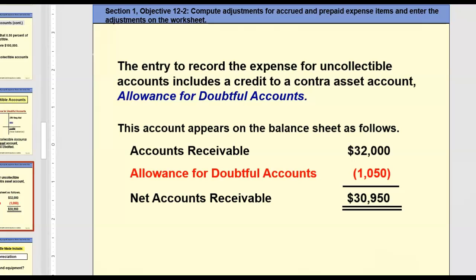So what happens next is, what does that do to accounts receivable? Well, let's say you've got 32,000 in accounts receivable. Now you know that the $1,050 you're guessing is not going to be paid to you. So your net accounts receivable is really only going to be $30,950. If you were to go to the bank and borrow against your accounts receivable because you needed money, you would have to tell them that your accounts receivable is really about 30,000, not 32,000.